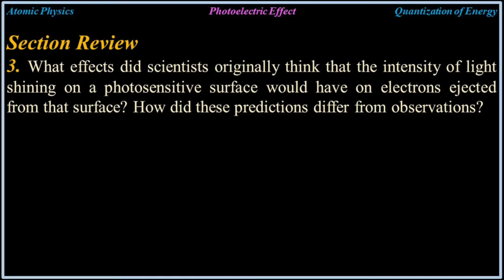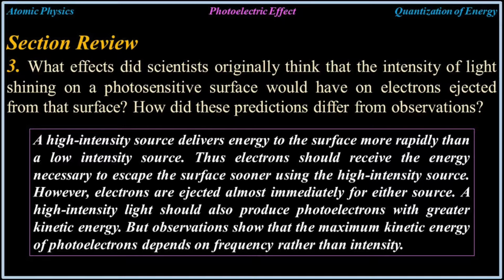What effects did scientists originally think that the intensity of light shining on a photosensitive surface would have on electrons ejected from that surface? How did these predictions differ from observations? A high-intensity source delivers energy to the surface more rapidly than a low-intensity source. Thus, the electron should receive the energy necessary to escape the surface sooner using the high-intensity source. However, electrons are ejected almost immediately from either source. A high-intensity light should also produce photoelectrons with greater kinetic energy. But observations show that the maximum kinetic energy of photoelectrons depends on frequency rather than intensity.